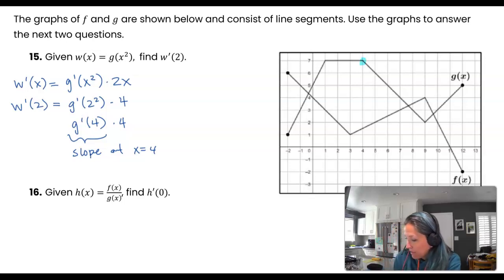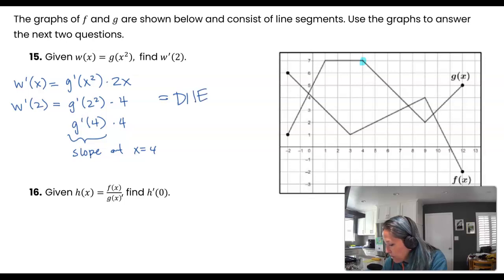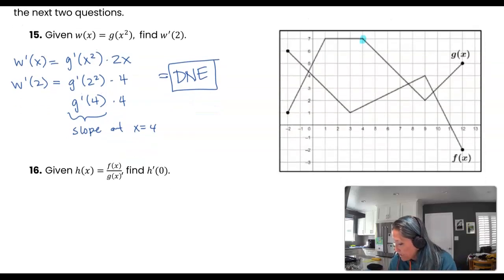we have a corner on our graph, right? And so the slope is not the same if we're coming from the left and coming from the right, which means that our function is not differentiable. So it turns out all of this was for naught. This does not exist. We cannot find this value. So D and E, not differentiable at that particular point.